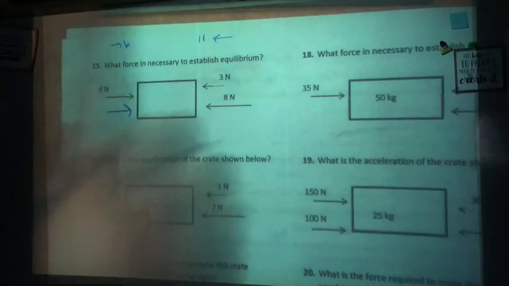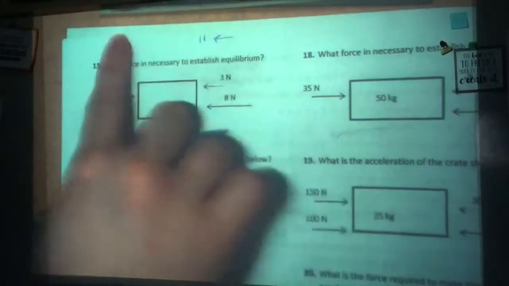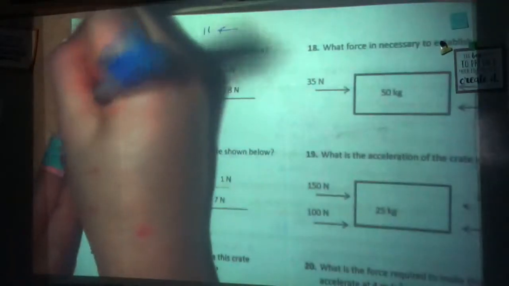Alright, the next one is asking about the force needed to establish equilibrium. Equilibrium means equal or balanced. So what you have right now is 6 this way and 11 this way. I need an additional force on this side, and to make it 11 so that it's equal on both sides, you would need 5 newtons to the left.